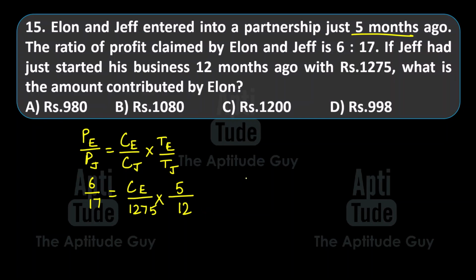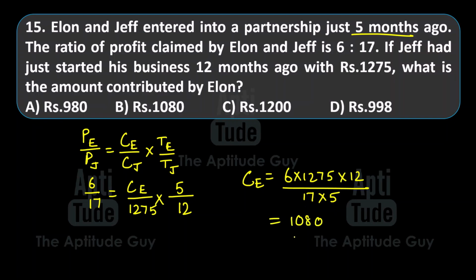Okay. So now capital of Elon is equal to 6 into 1275 into 12 divided by 17 into 5. When you solve this, you will get 1080 as the answer. Answer is option B. Done.